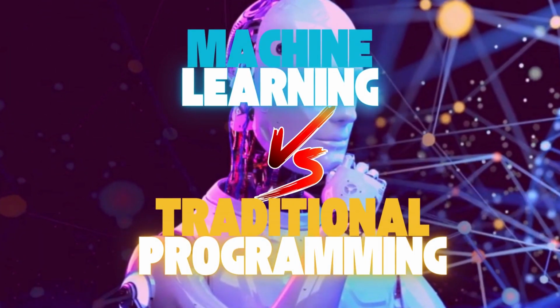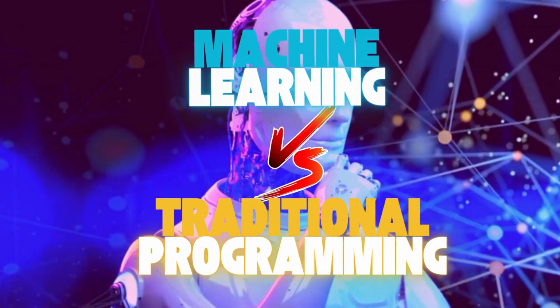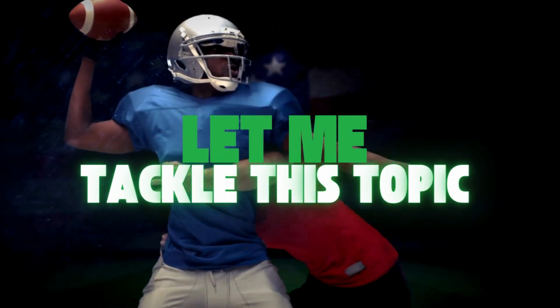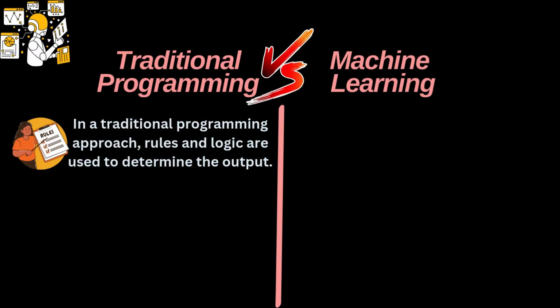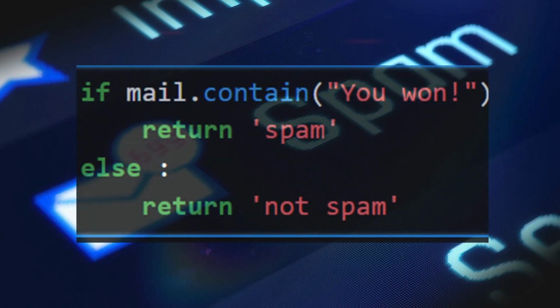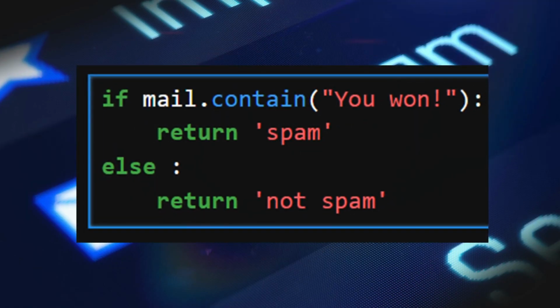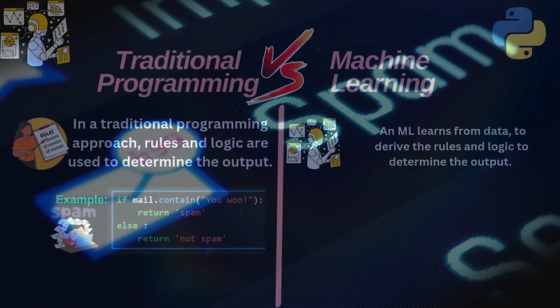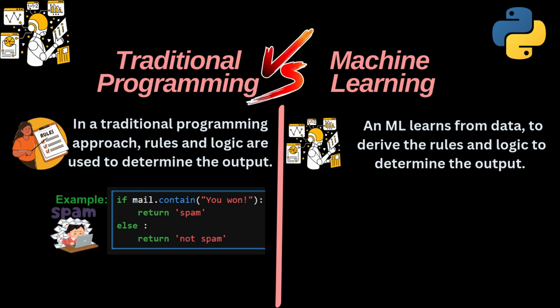So, what is the actual difference between machine learning and traditional programming? Let me tackle this topic for you. In a traditional programming approach, rules and logic are used to determine the output. Take the example of a spam classifier, where you write a deterministic program that flags a mail as spam if it contains a fishy text like "you won." A machine learning algorithm, however, learns from data to derive the rules and logic to determine the output.